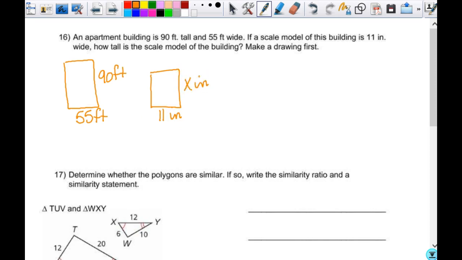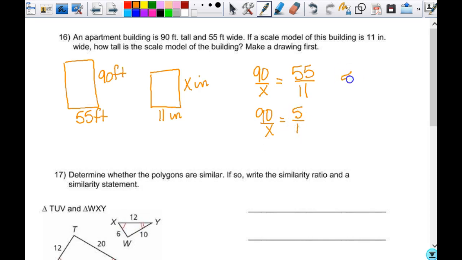So this is just a proportion, right? So 90 corresponds to x. So 90 over x is equal to 55 over 11. You can cross multiply if you want to, but I would suggest we reduce this first and get 90 over x equals 55 over 11 reduces to 5, so make that 5 over 1.